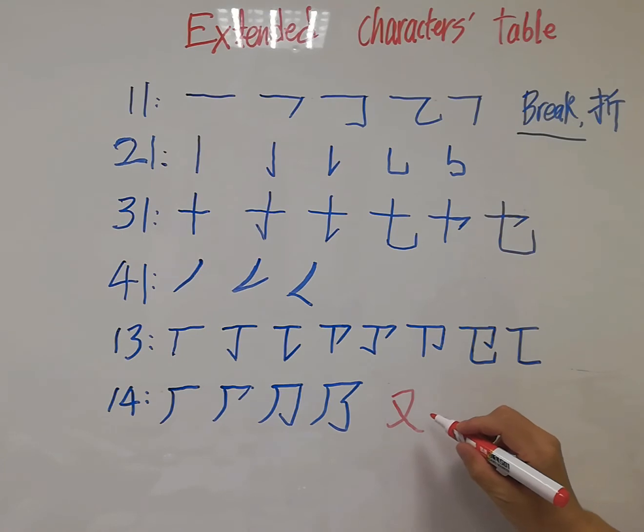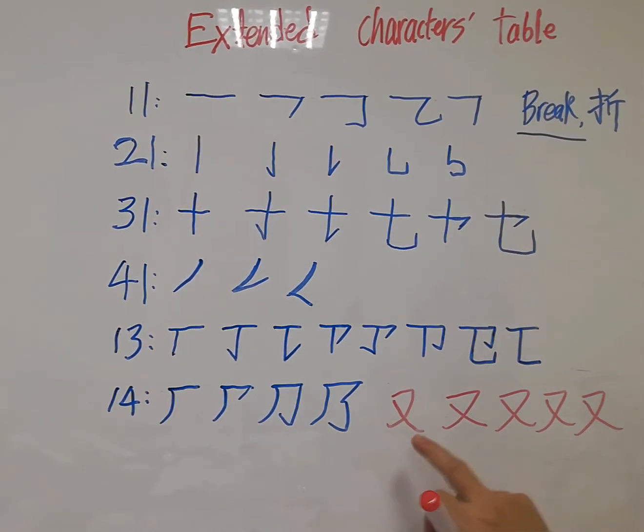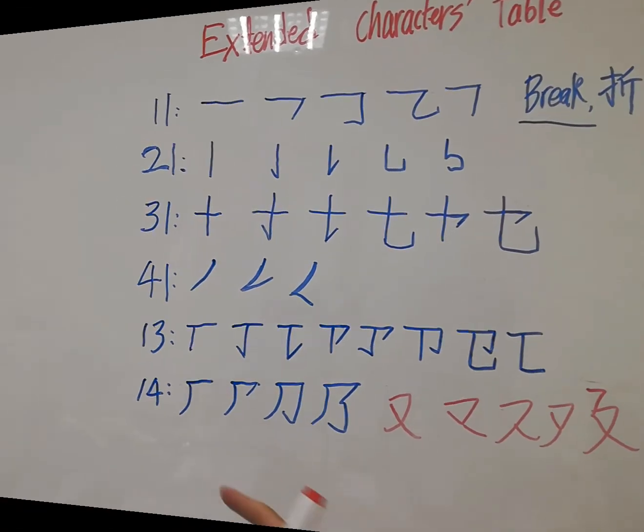Inside of 1-4, we have another set of characters. This set of characters are all related with U, this character. If we get rid of part of it and add a little more here, this will form another characters. They are all related with these characters and all have same code of 1-4.